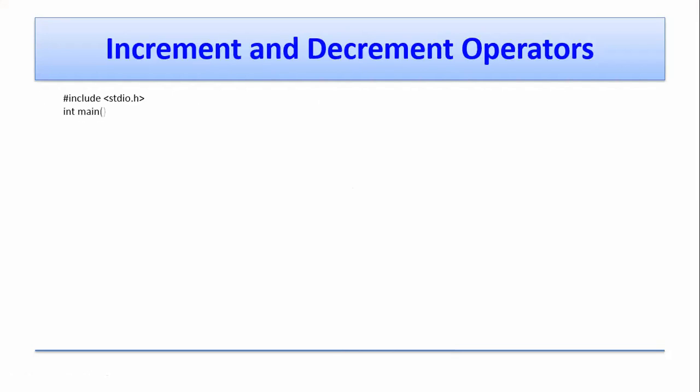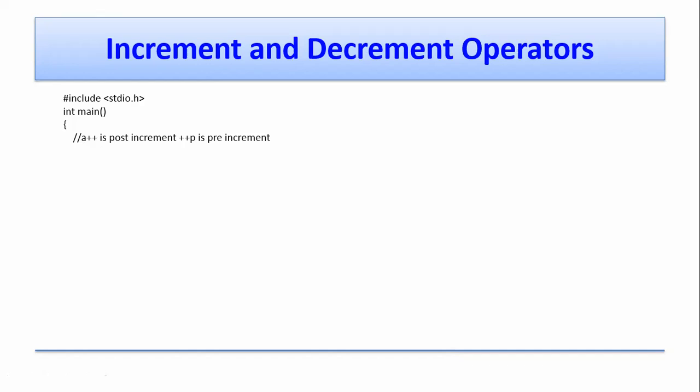So let's see. Here, say A plus plus. If you say A plus plus, this is called post increment. Post means after, like we say postpaid and prepaid.